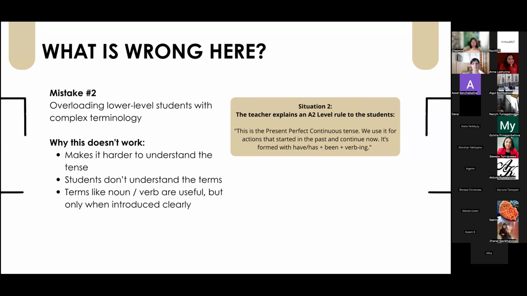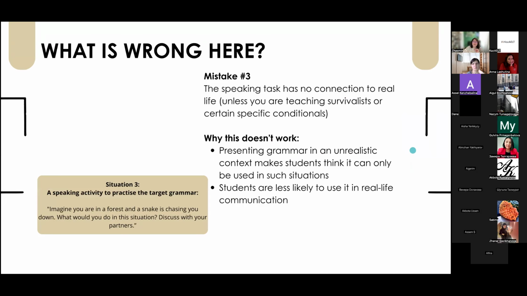And not just doing it like, oh yeah, verb is actually this and noun is actually this. No. Moving on, mistake number three, which not a lot of you mentioned, but someone did: that is a bit of an unrealistic context. You are correct. So the speaking task has no connection to real life whatsoever, unless, of course, you are teaching a survivalist, or a very specific condition that you're preparing your students for. Then, sure, I'll go for it. But more often than not, we do not do that.